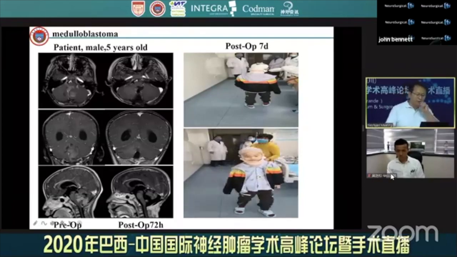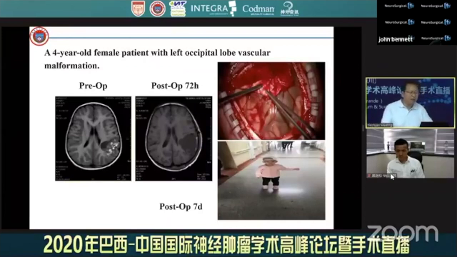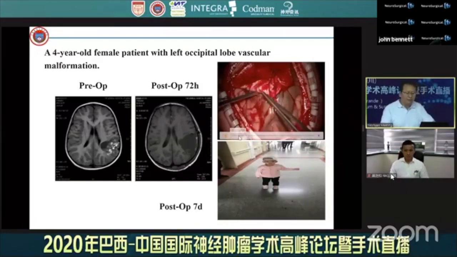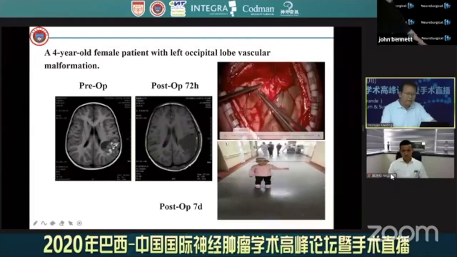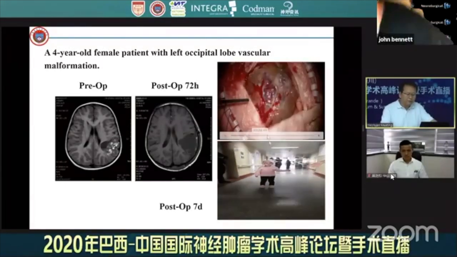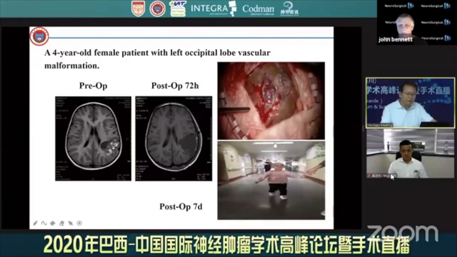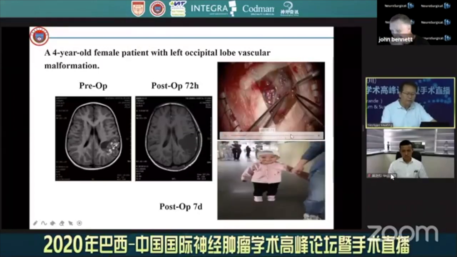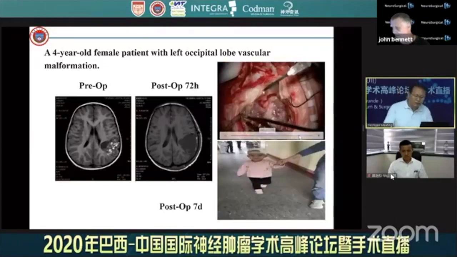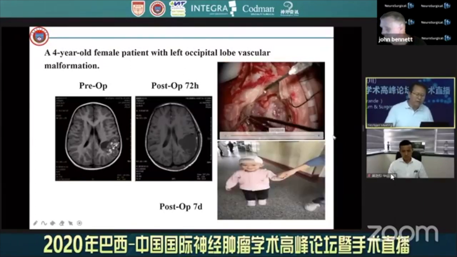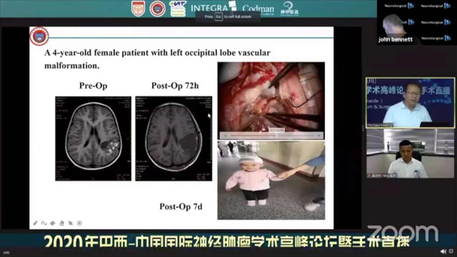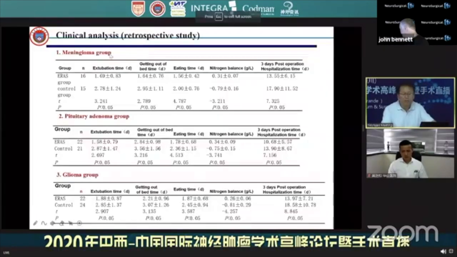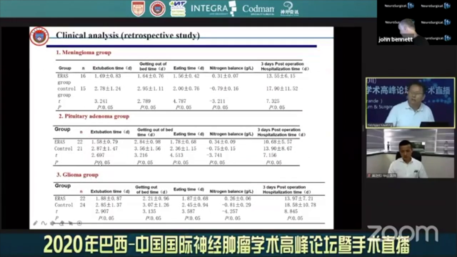This is also a left occipital vascular malformation in a little baby to remove it, and also 7 days he can work very well. So 7 days, remove all tumors, 7 days. So I just show some cases. It's not difficult, but we have collection, including meningioma, pituitary adenoma, and the groups.